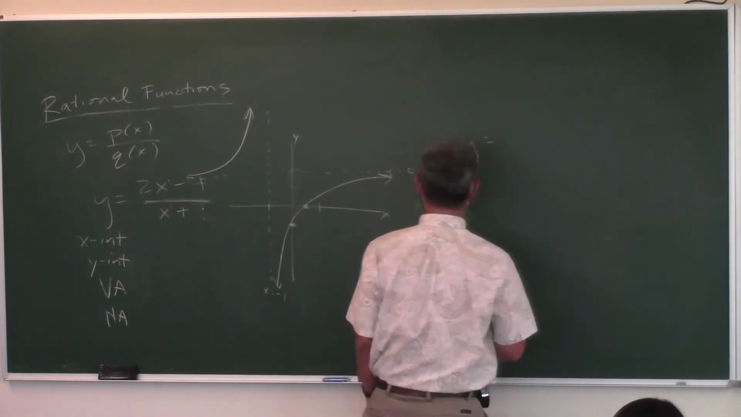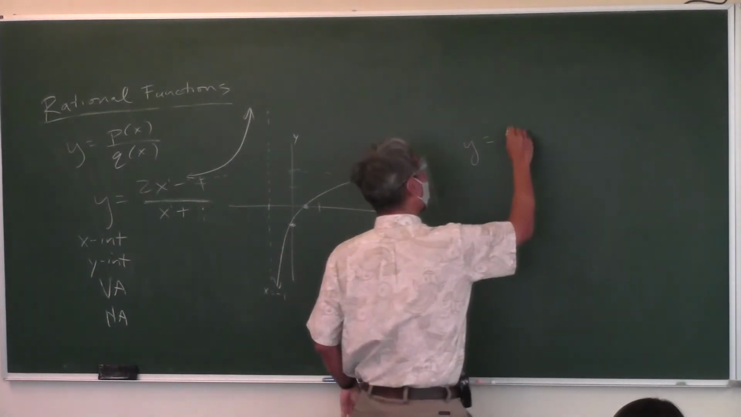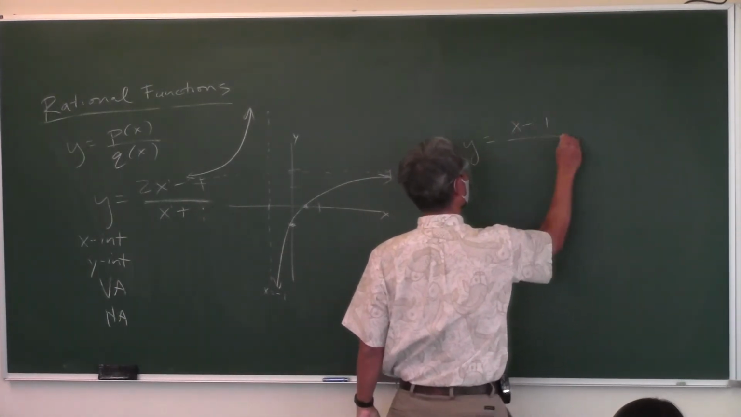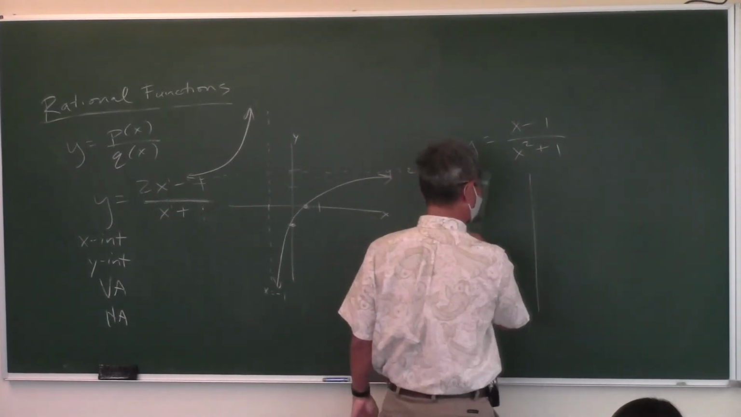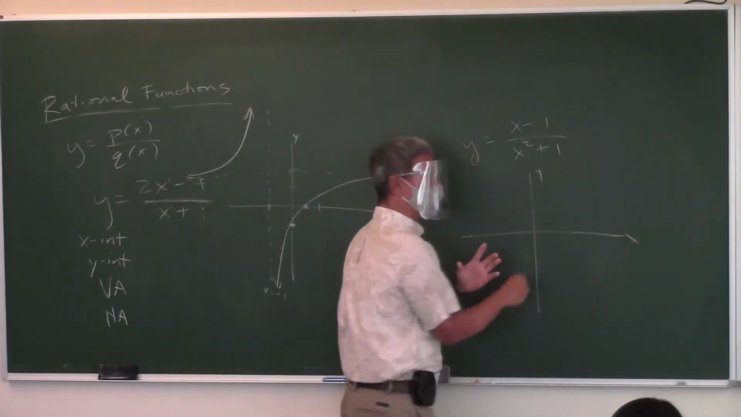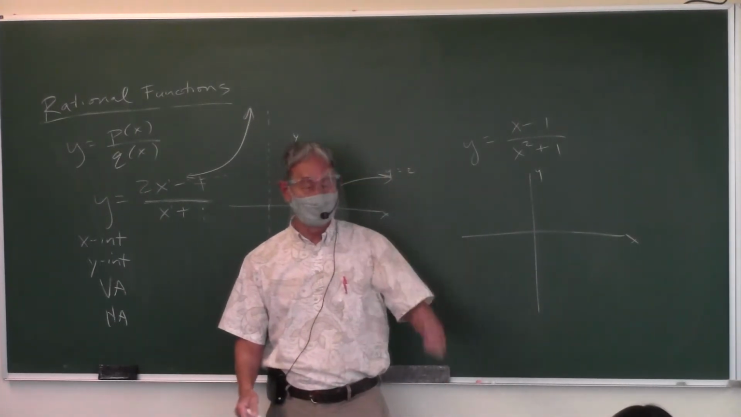Now, who knows? Maybe the problems I'm doing are on your homework, but whatever. How about x minus 1 over x squared plus 1? I bet you that's on the homework. Okay, go through the 4 steps. Now, you don't need to write this down now. Just do it in your head.